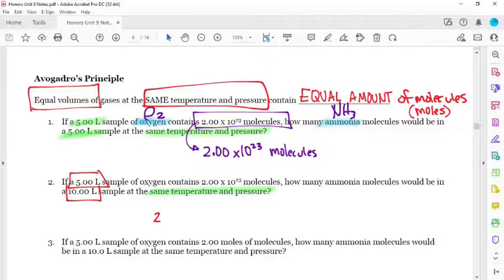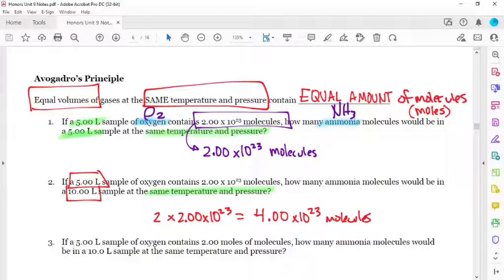So I'm going to have 2 containers. Well, it's 1 container. You can just kind of imagine that that 10-liter container is 2 5-liters together. It's twice as big. It's going to hold twice as many molecules, which means that's going to be 4 times 10 to the 23rd molecules of ammonia in that container.